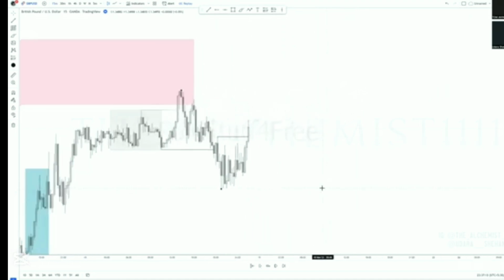So now you can already see the setup. Why are they going up? That is to take out the internal range liquidity. Wait, sorry, so what's the internal range? Sorry for cutting you short there.